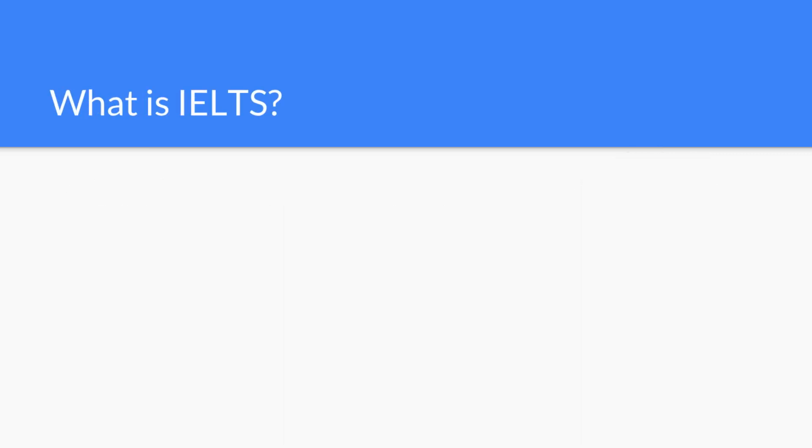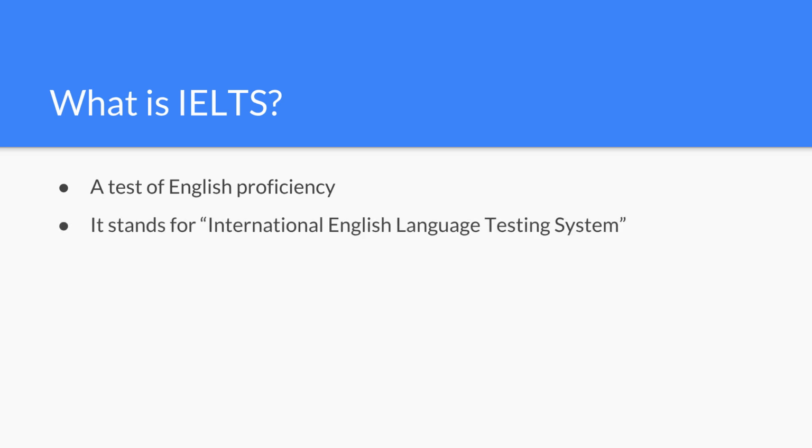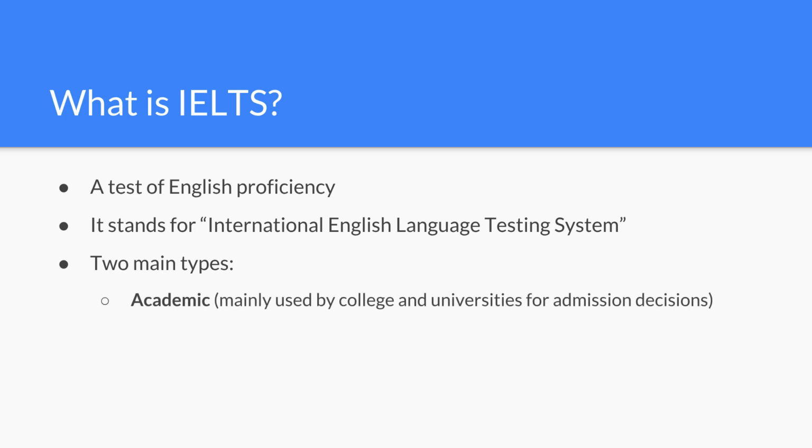So now let's talk about what is the IELTS. Well, it's a test of your English proficiency. And what it stands for is International English Language Testing System. There are two main types of IELTS. There's the academic IELTS. This type of IELTS is mainly used by colleges and universities for students who want to study abroad in an English-speaking country.